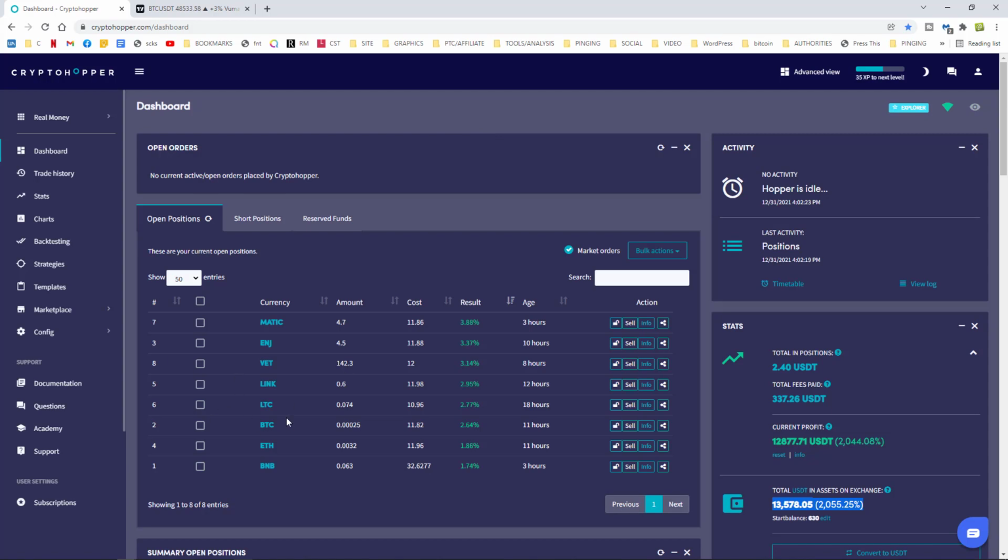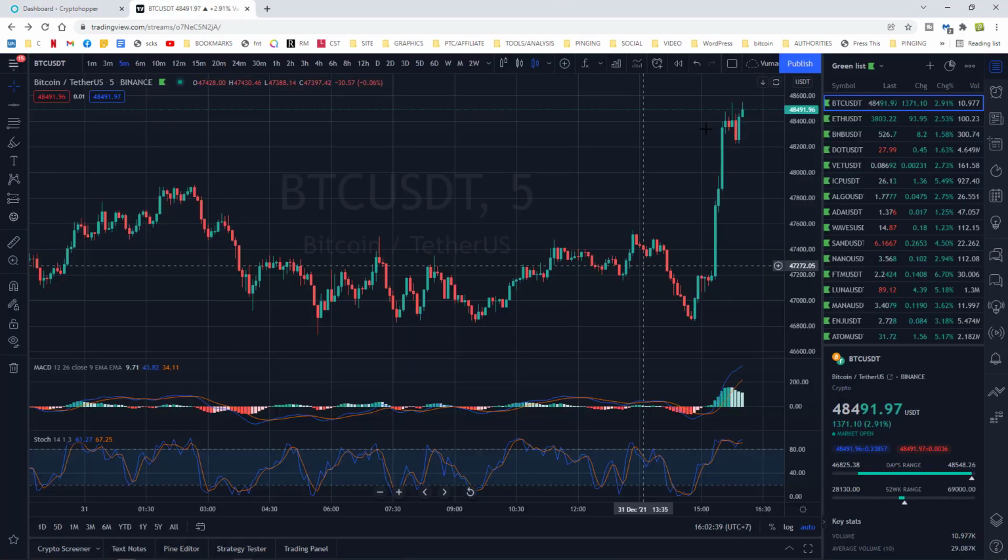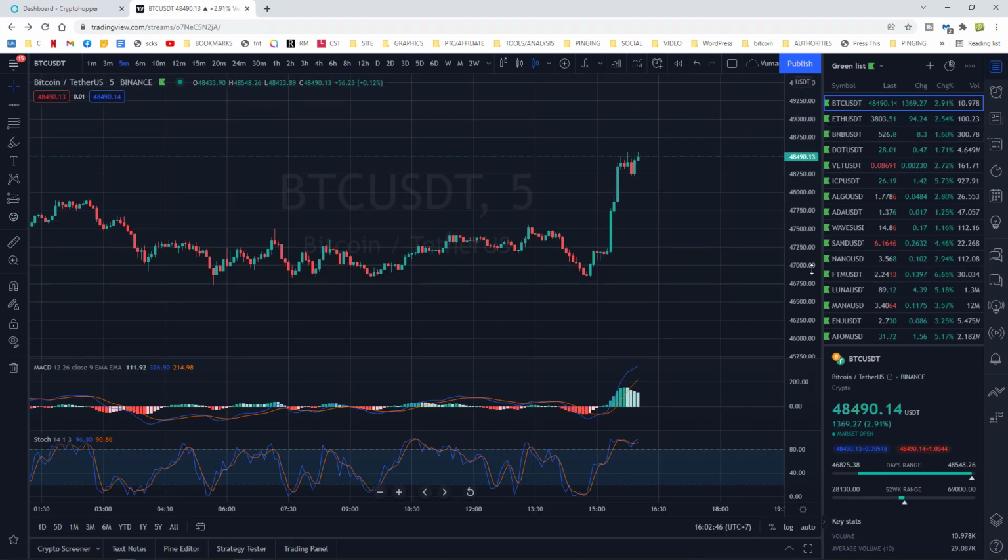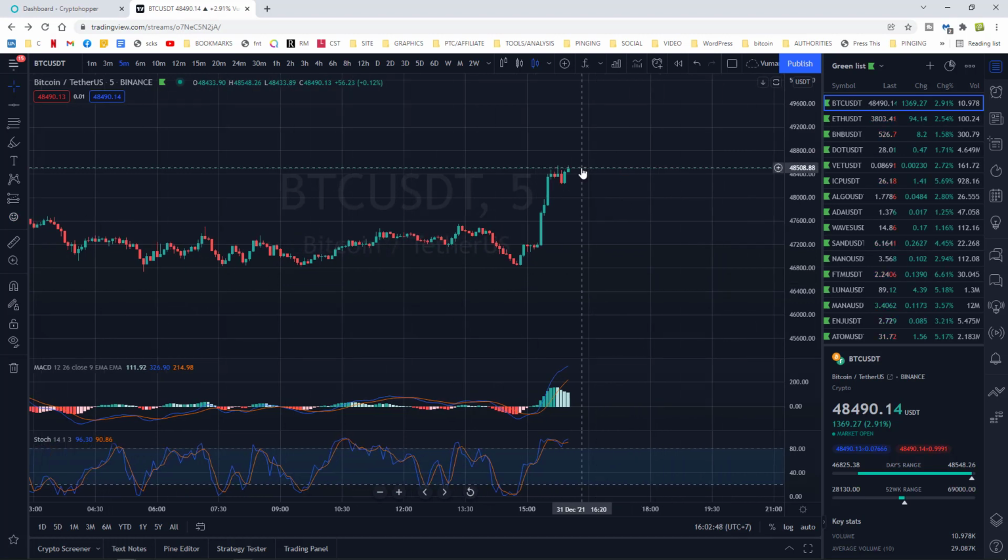Right, where's that Bitcoin position? Nice. Yes, this is what we want. Oh yes, if it can get to 53k, 54k, then I think within a month or two, in my opinion, we could see 100 grand Bitcoin.